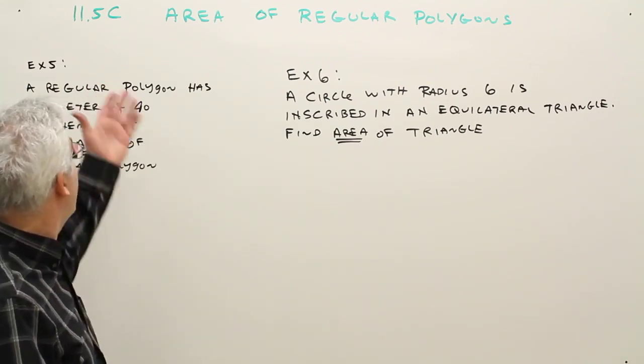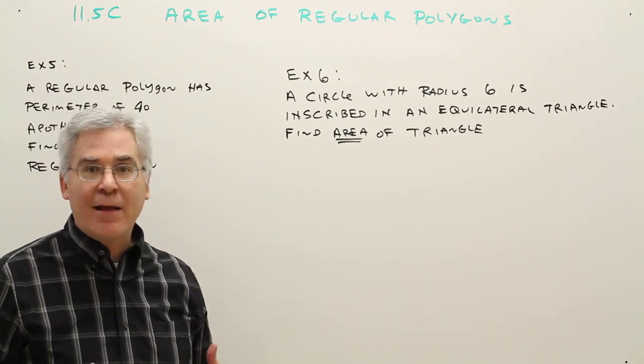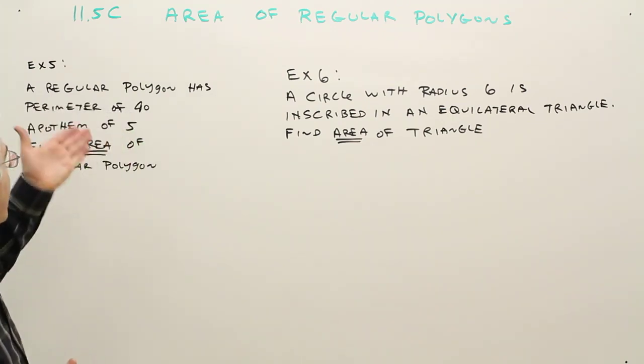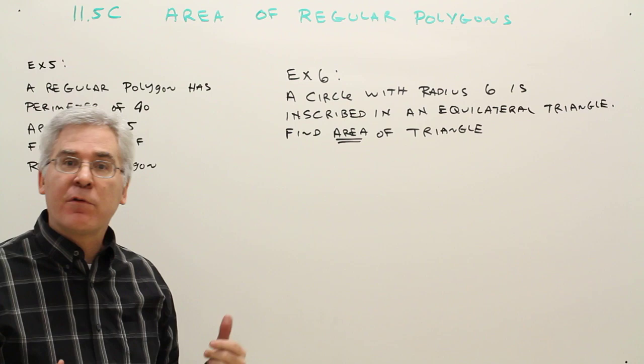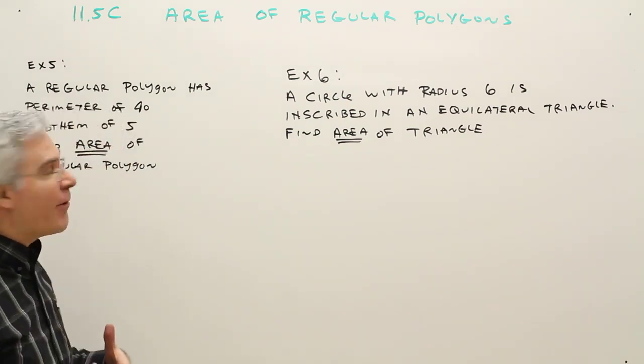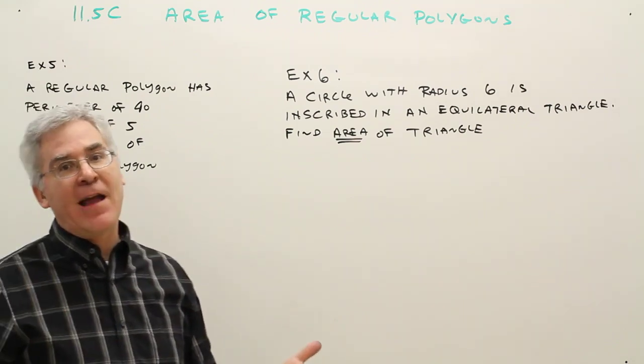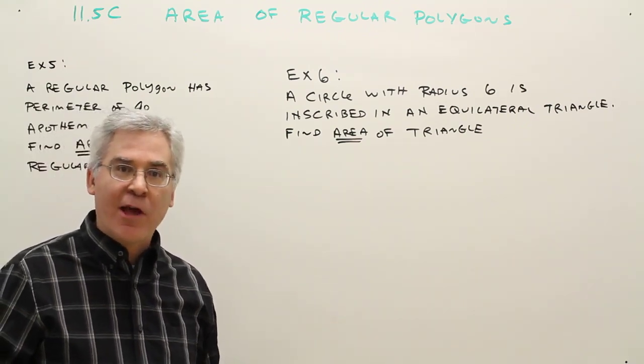Welcome to video 11.5c. Again, we're in part 2, area of regular polygons in general. I've got two examples. This one's straightforward. This one's a little bit more challenging. We'll start with the easy one first. I've got a regular polygon, perimeter of 40, apothem of 5. Find the area. Just a straight shot of the formula.